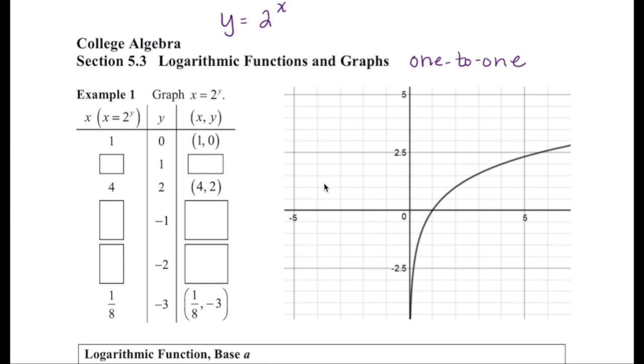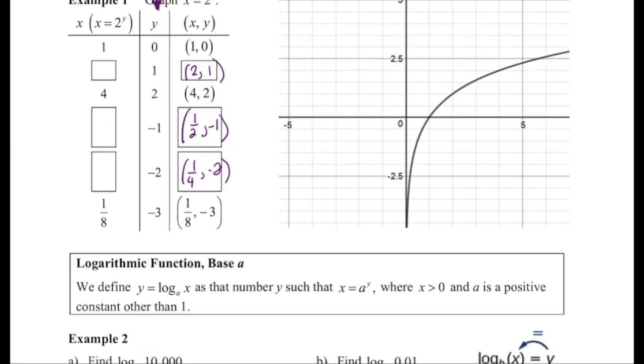When I'm looking for x values, when I'm working with logarithmic functions, I am going to substitute our y values in so that I can find the x values. To do that, I've got a set of y values here, and I'll find the corresponding x values. I'll have the values of 1, 0, 2, 1, 4, 2, half, negative 1, and 1/4, negative 2. And you can see on the right-hand side that I have this graphed for us.